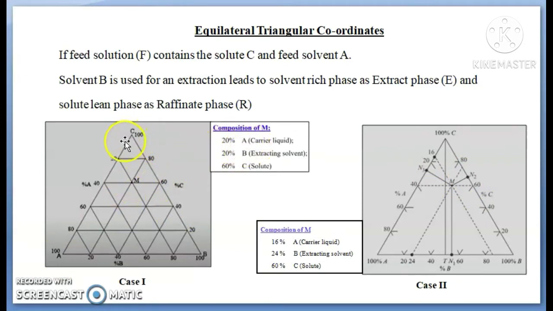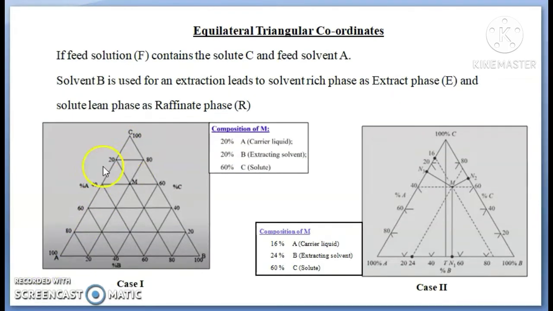So you see that 100% goes on decreasing like this. If you want to determine the concentration at any point in the equilateral triangle, first of all we'll see that there are two approaches. First is case one. Here I will show you the sides indicate the percentage of A and C components, whereas every side indicates only two components. The third component is absent. First of all, if you see the concentration at point M, it shows 20% of A, the carrier liquid.